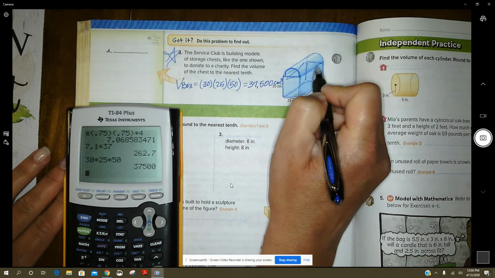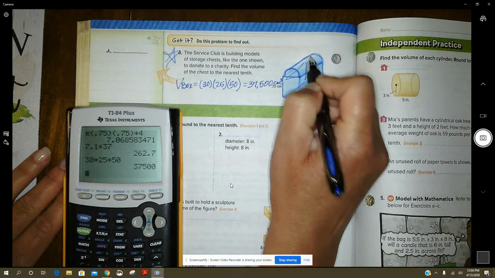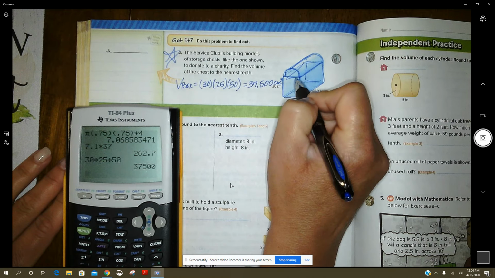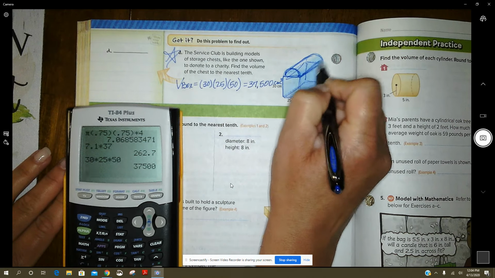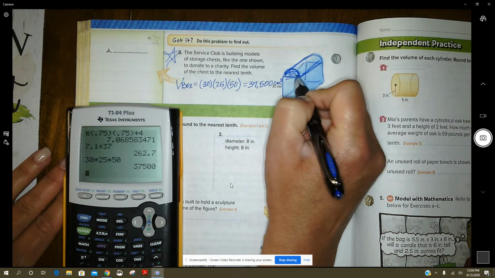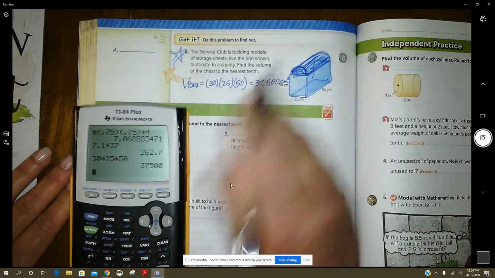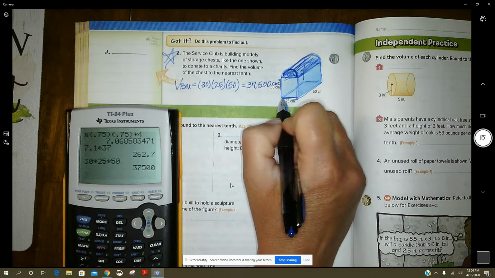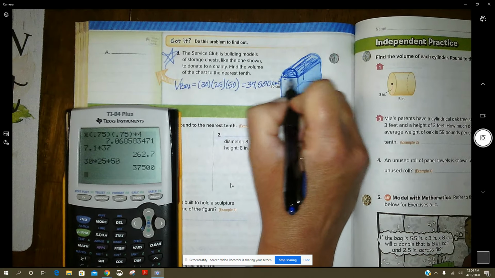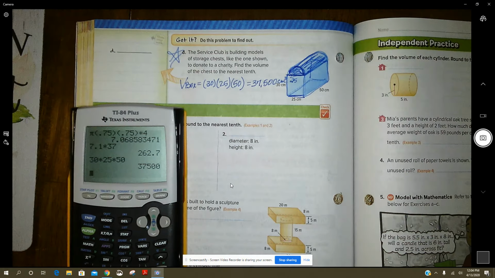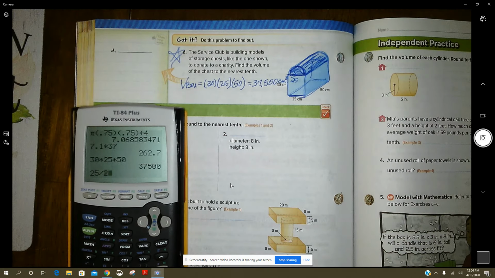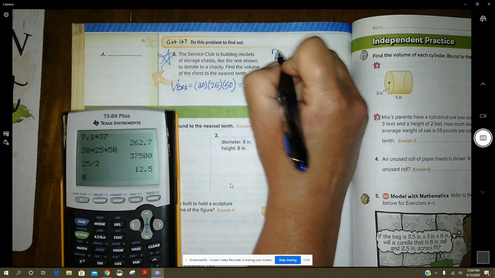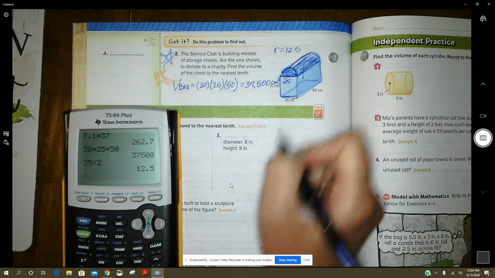Okay, and now let's go find the volume of the top. This is not quite a full cylinder. This is only half of a cylinder, right? It's like a can, but it's been sliced down the center. If this side right here is 25, that is a diameter and we need a radius. So we're going to take our diameter and divide by 2. So my radius is going to be 12.5.